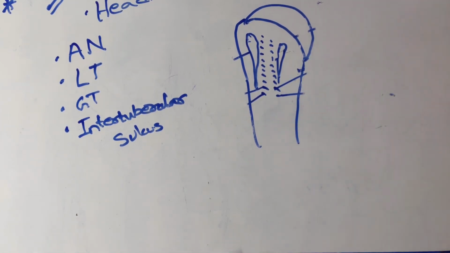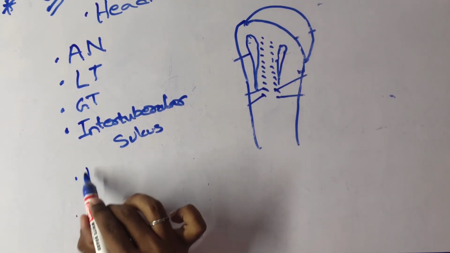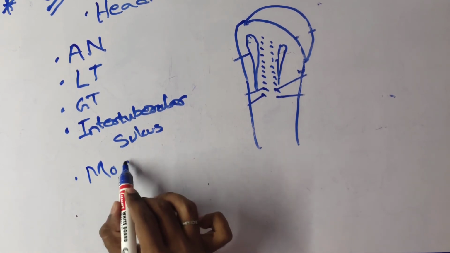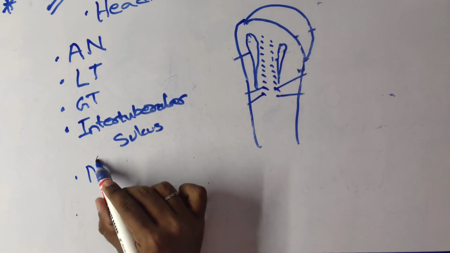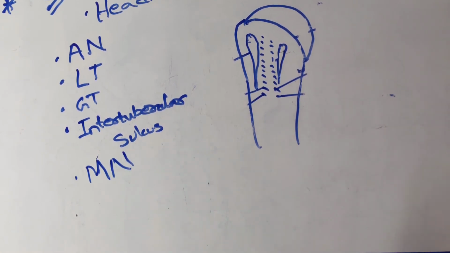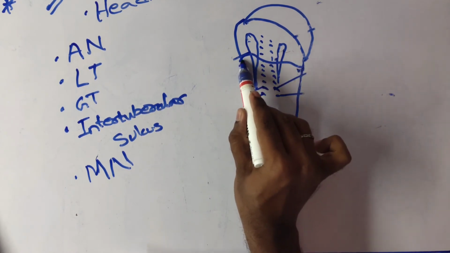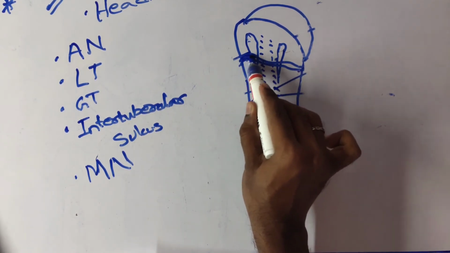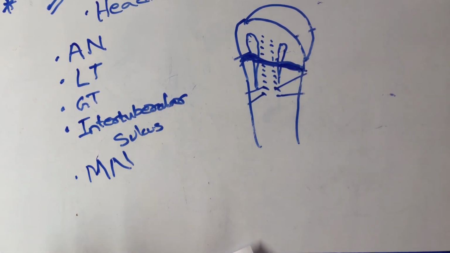Draw the same diagram again, and next point is morphological neck. We will indicate this as MN. Here there is morphological neck along the epiphyseal line. Epiphyseal line, I think you all know about it.